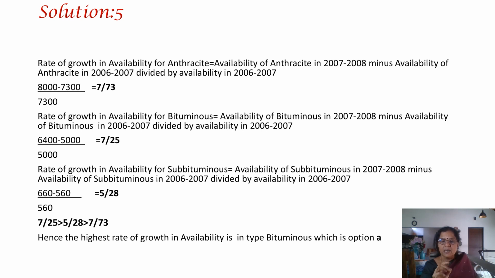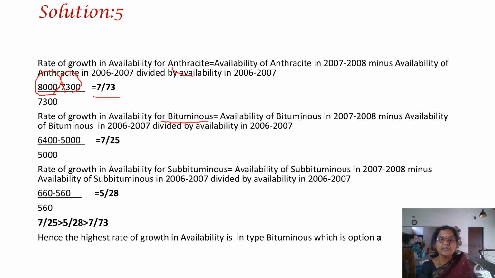First, anthracite. How much is it? In the previous year it was 7,300 tons. In the following year it is 8,000. So 8,000 minus 7,300, divided by the base number, the previous year. I told you the growth is always for the first or original number, the base number. So how much is the growth in availability for anthracite? This minus this, divided by 7,300, you are getting 7 by 73. And the same thing for bituminous.